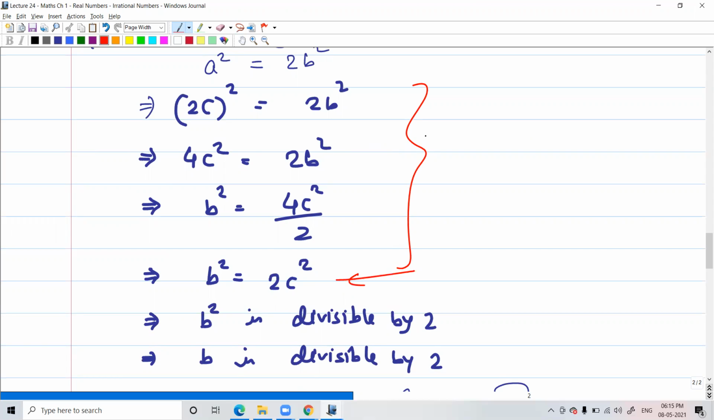Remember earlier we had proved that A square is equal to 2B square. So from this, just like we said, A square is divisible by 2, no? It's an even number. Same logic we are going to use here, and we are going to show that since B square can be written as 2C square, that is 2 times some number, that means B square is also divisible by 2. And if B square is divisible by 2, B is also going to be divisible by 2.